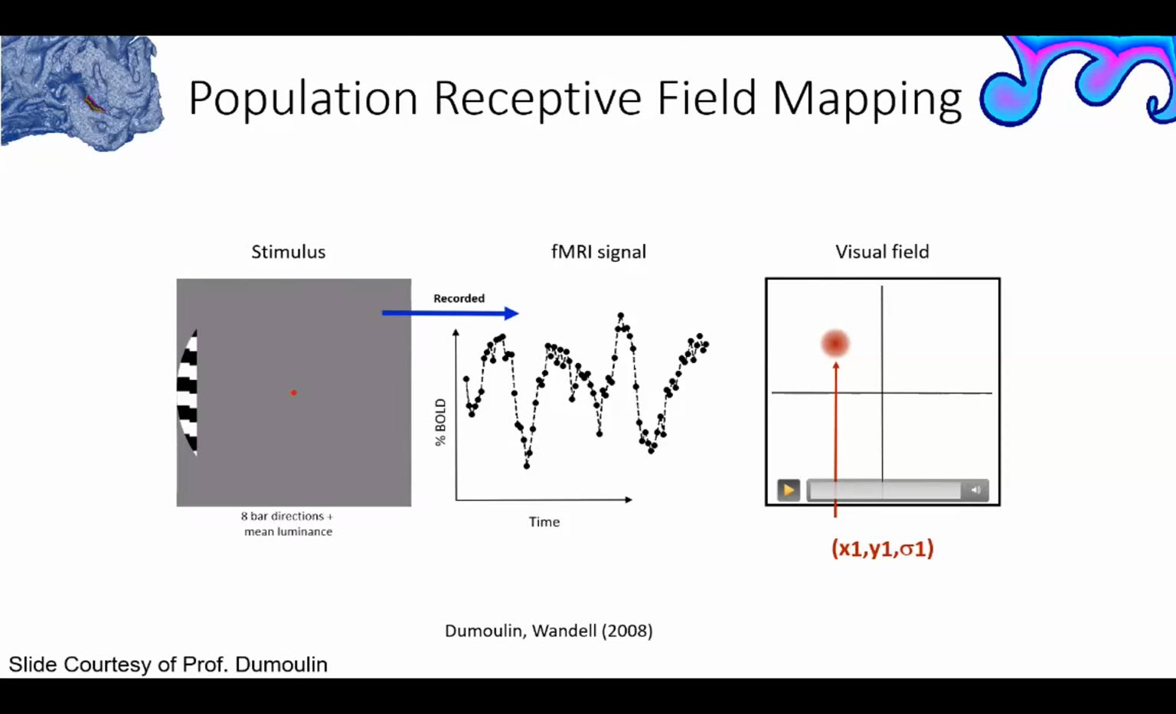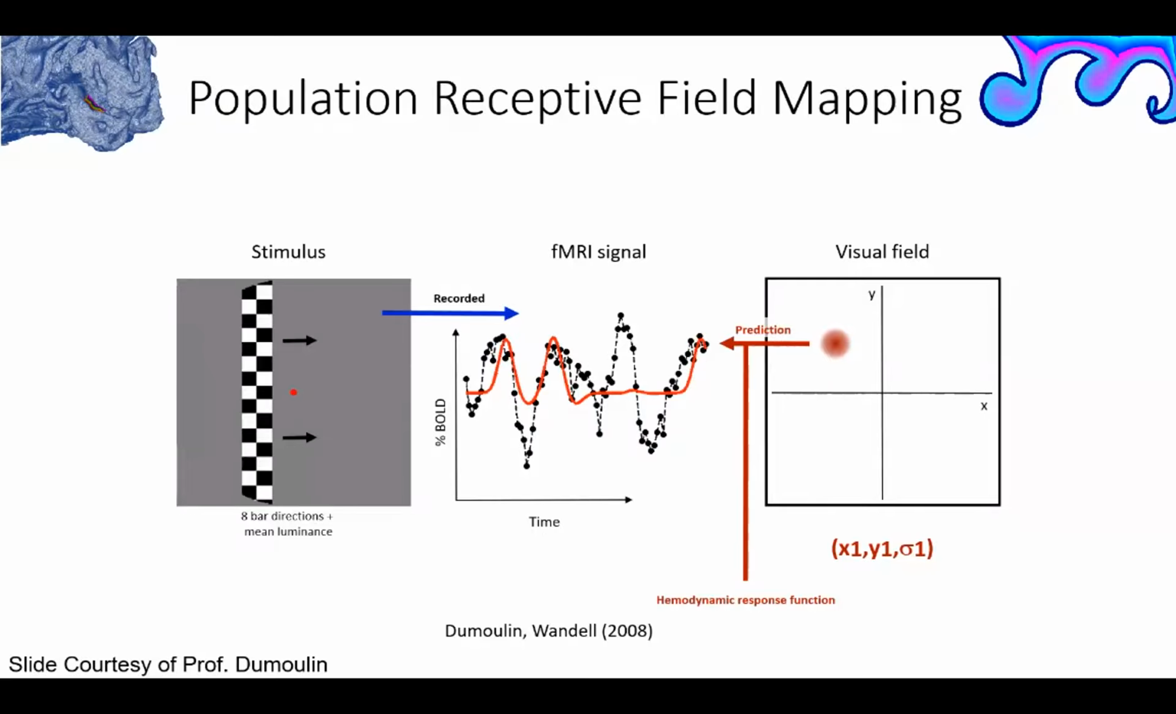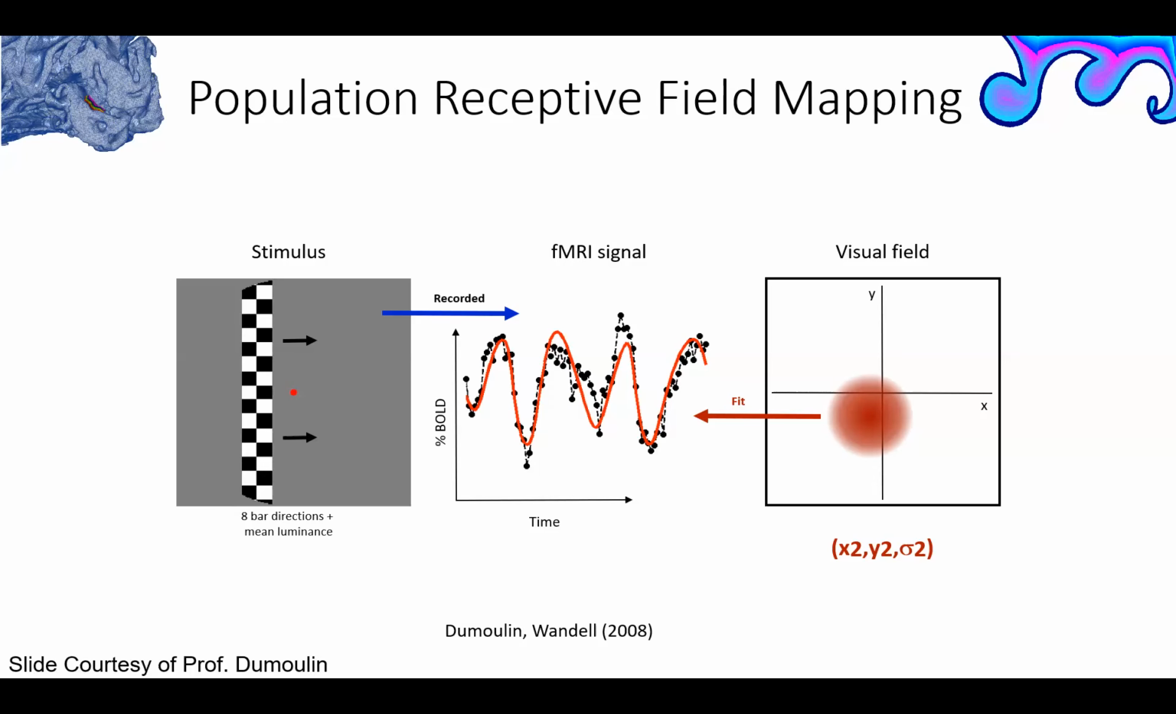And the idea is that once the bar travels through the receptive field, you should see some sort of activation within that specific voxel. So you can make a prediction and see how well your model is fitting your data. It's a forward problem, so you keep optimizing the parameters until you find the best fit. Obviously, this is not a very good fit. You can change your X and Y to a different location, you get a better fit, and then you also optimize your standard deviation, and you get somewhat of an optimal fit.